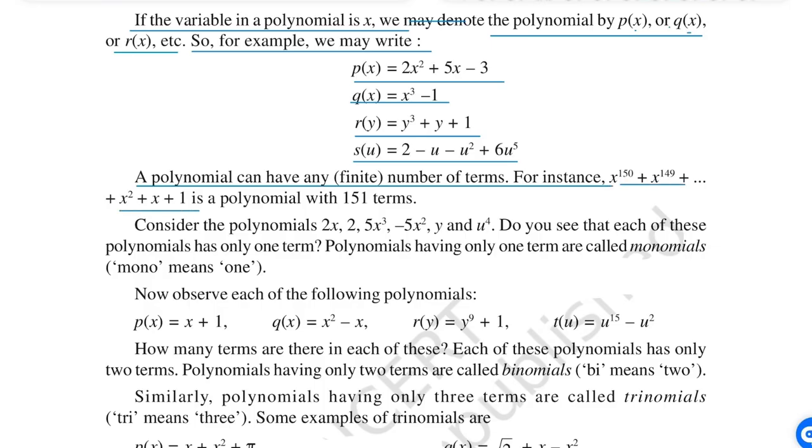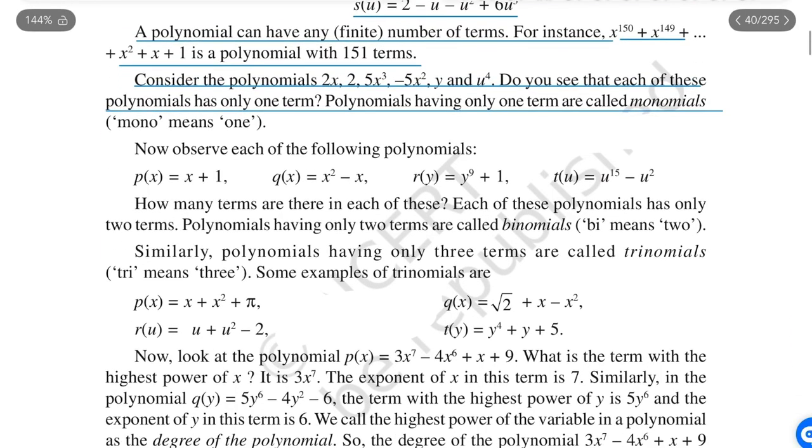For instance, this is a polynomial with 151 terms. Consider the polynomials 2x, 5x cubed, minus 5x squared y, and y to the power 4. Do you see that each of these polynomials has only one term? Polynomials having only one term are called monomials. Mono means one.